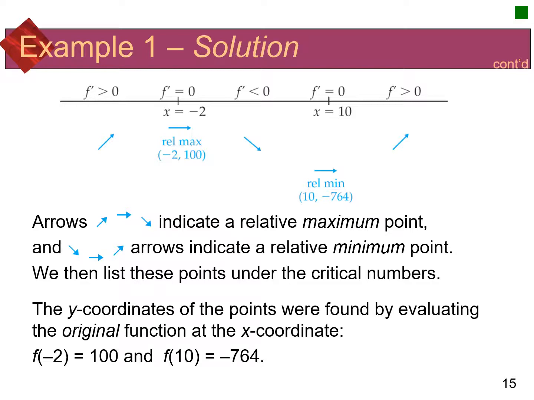And so they do calculate the y coordinates at this point. So f(-2), I can see it's a relative max because I go from increasing, I level off and start decreasing after x equals -2. The y coordinate's 100, so I have a relative maximum at (-2, 100). And I have a relative minimum at (10, -764).